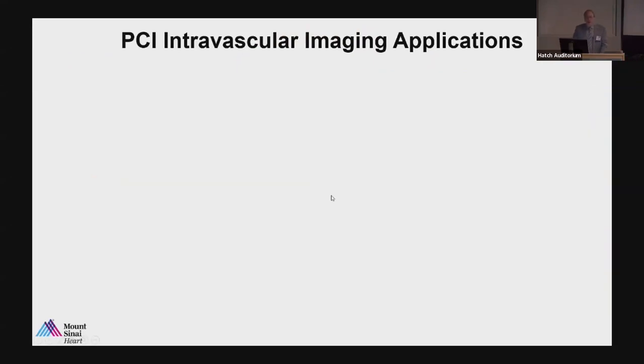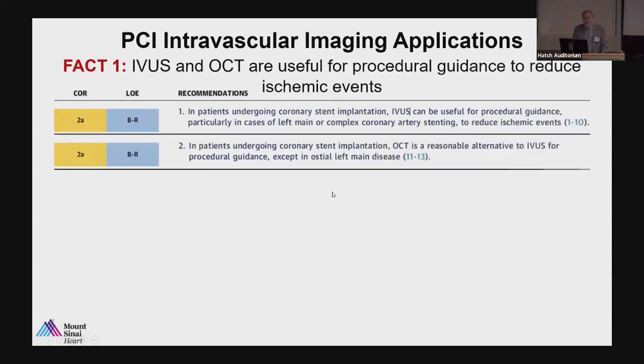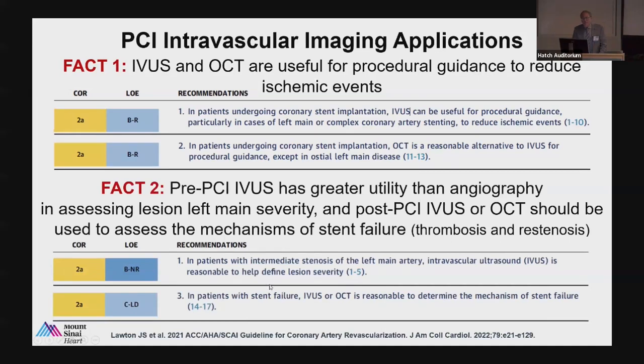Now let's look at PCI intravascular imaging applications as practiced today. So fact one, intravascular ultrasound and optical coherence tomography are useful for procedural guidance to reduce ischemic events. And I'll show you this data. They're currently class 2A in the guidelines, and hopefully they'll move to class 1 with new data that was just presented at the European Society of Cardiology meeting. In addition, pre-PCI intravascular ultrasound has greater utility than angiography in assessing left main severity, and post-PCI IVUS or OCT should be used to assess the mechanisms of stent failure, and again, class 2A in the guidelines.